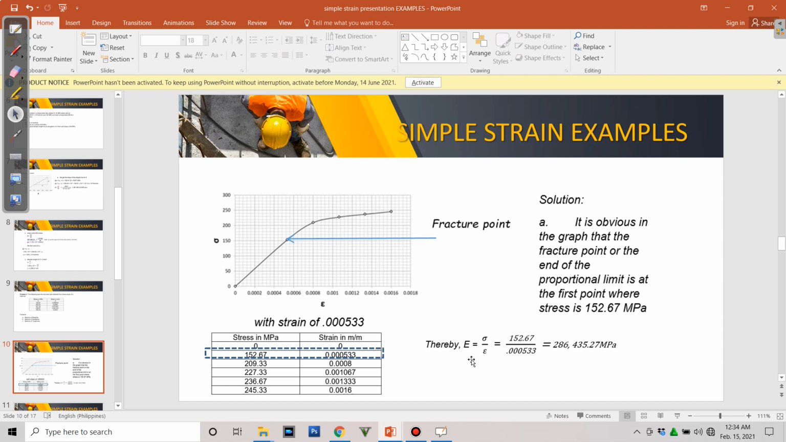Within the proportional limit, we have the modulus of elasticity by Hooke's law. Modulus of elasticity is equal to stress all over strain. So we'll just have to apply that one. The stress is 152.67 all over the corresponding strain, 0.000533. We will arrive at a modulus of elasticity equivalent to 286,435.27 megapascals.